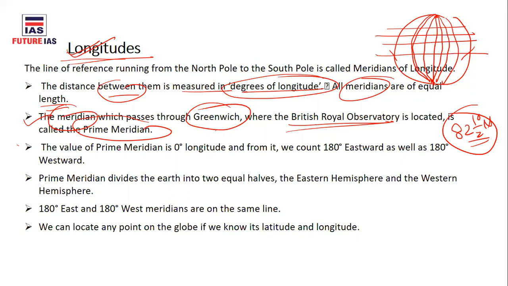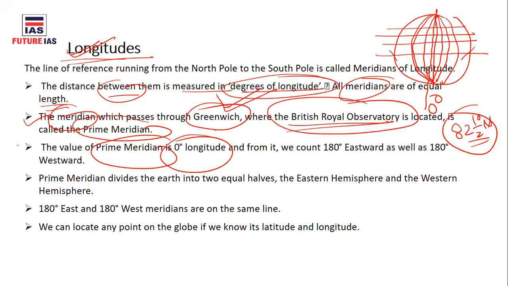All right, so this prime meridian, which we take as a reference meridian, is 0 degree longitude. जैसे मान लो we have taken this as a 0 degree longitude. That means this meridian would pass through the British Royal Observatory, which is located at Greenwich. Greenwich is a place in Britain. So we have taken this as a reference longitude, and we have called it the prime meridian.